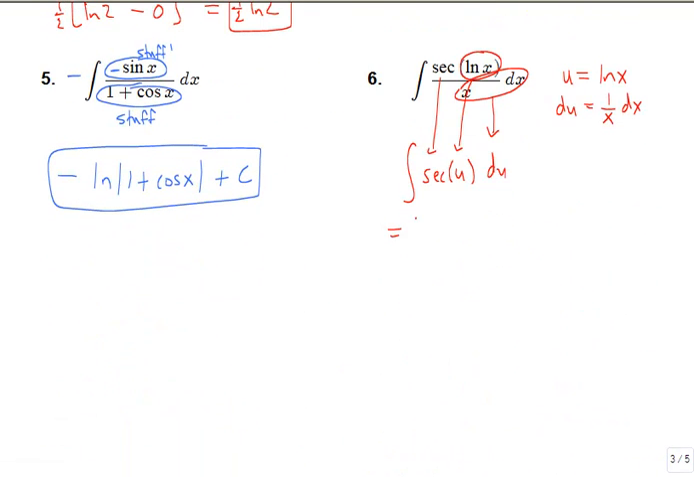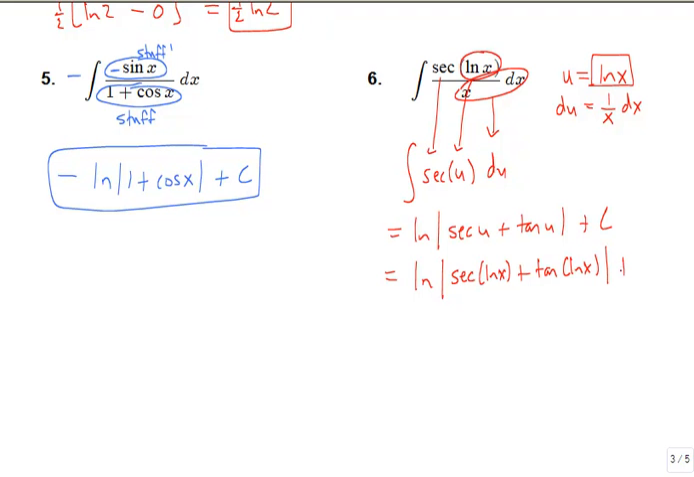So this will be the ln of the absolute value of secant u plus tangent u plus c. And now I want to resubstitute back in terms of x. So those u's are going to get replaced with an ln of x. So this becomes the ln of the secant of ln of x plus the tangent of ln of x plus c. And there's my final answer.